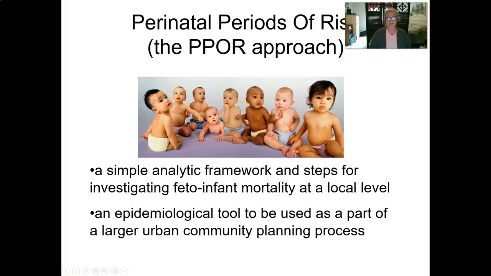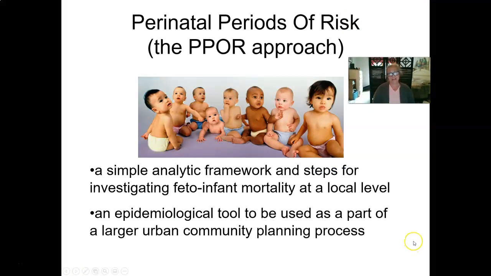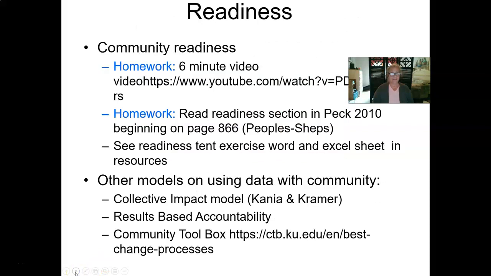So what is the perinatal periods of risk approach? It's a simple analytic method that gives you a framework and steps for investigation, which is very helpful because it's easy to get lost in the trees and it's easy to not use all the information that you have. And that's what we want to do. But it's also a tool to be used as a part of a larger urban community planning process. And we use the word urban loosely. It's any community that's large enough to use PPOR. It's to be used with communities.